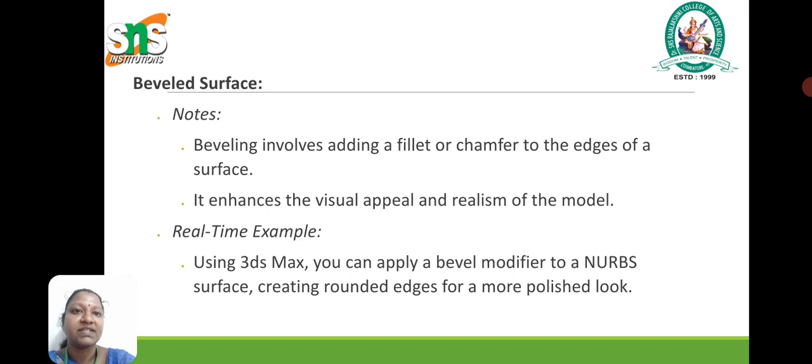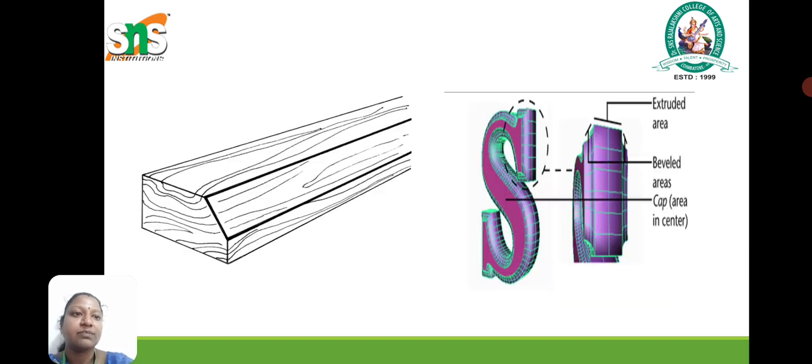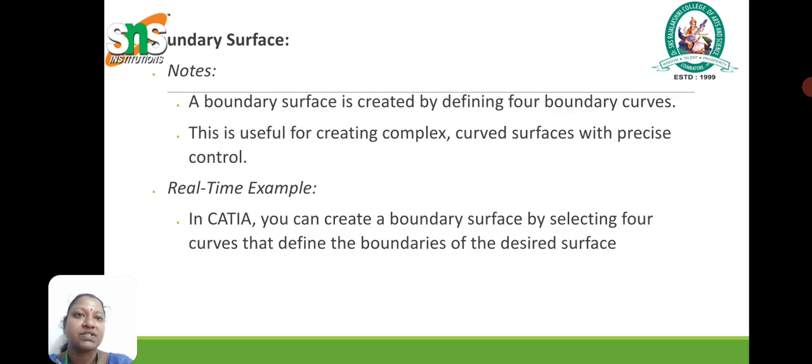Next one, beveled surface. Beveling involves adding a fillet or chamfer to the edge of the surface. It enhances the visual appeal and realism of the model. You can apply a bevel modifier to the NURBS surface, creating rounded edges for a more polished look. Here you can see the rounded edges for the polished look.